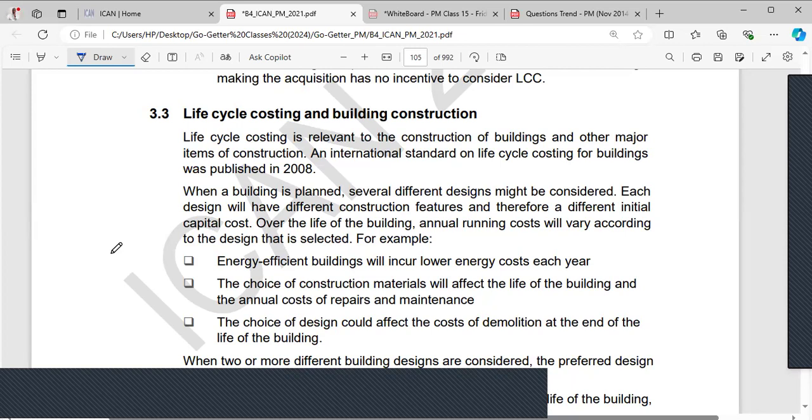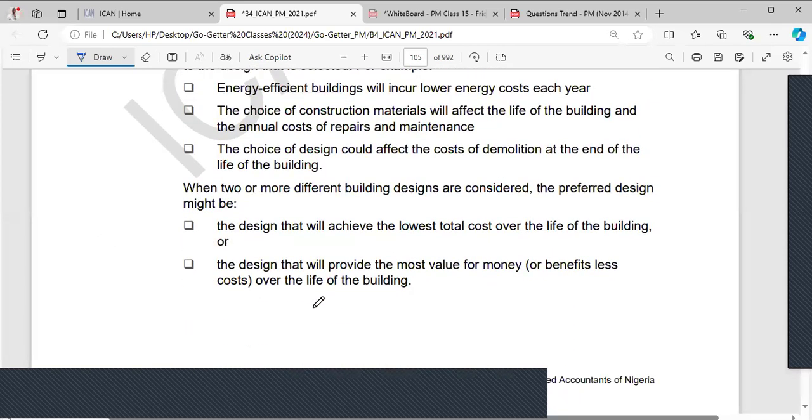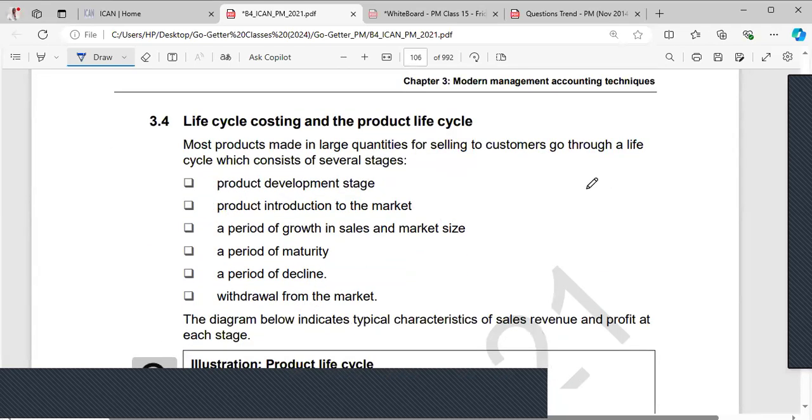Then the choice of design will also affect the cost of demolition at the end of the life of the building. So that's it there. Now look at life cycle costing and product life cycle.